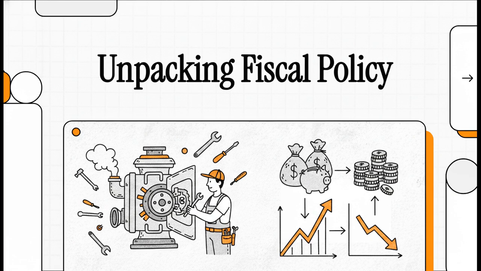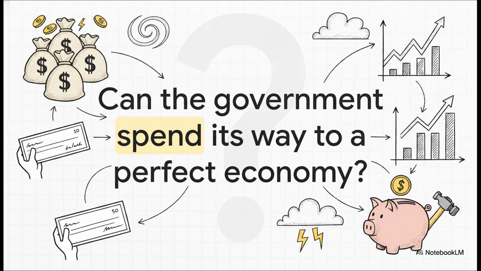But how exactly do they do that? And what tools are they actually using? It brings up a really provocative question, doesn't it? One that economists and politicians have argued about for literal decades. Can the government simply spend its way to a perfect economy? Like, can it just write checks to fix every slowdown and tax its way out of every inflation spike? Let's dive into this, because the reality of how these tools work is far more intricate than most people realize.